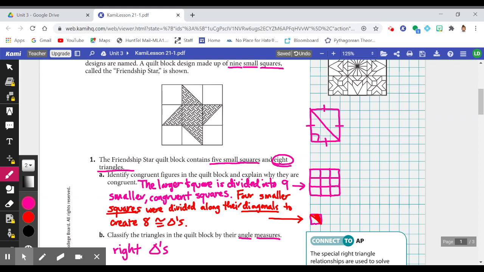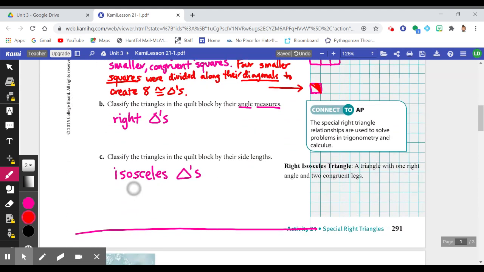But now focus in on this right triangle, this one in particular. Notice that we know for a fact that 2 of its sides are going to be congruent. Therefore, we are dealing with an isosceles triangle. So I actually wrote what we're dealing with in total with these two ideas combined, a right isosceles triangle, which is a triangle with one right angle and two congruent legs.